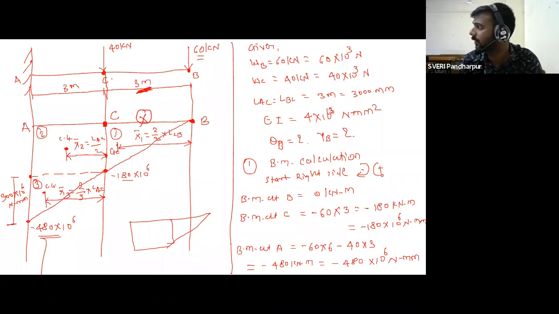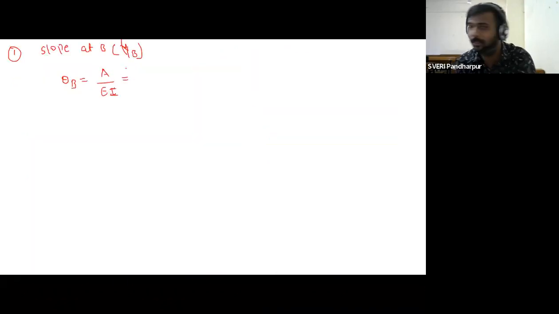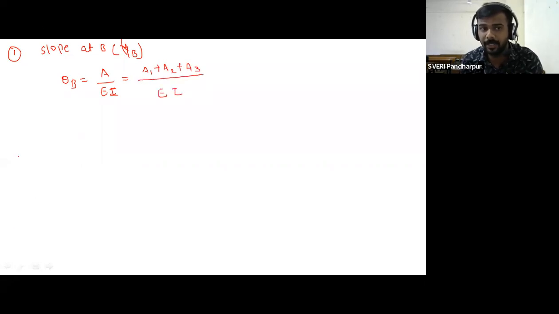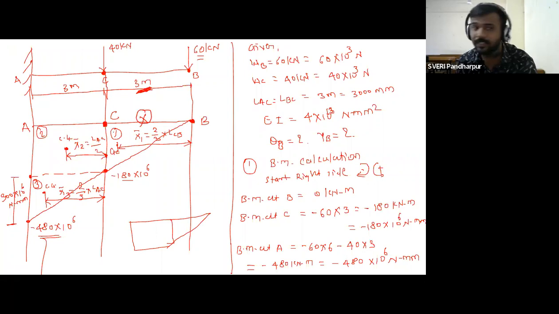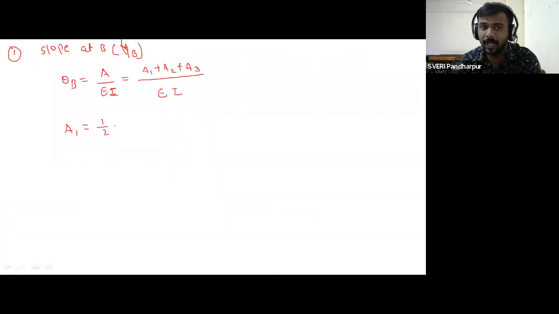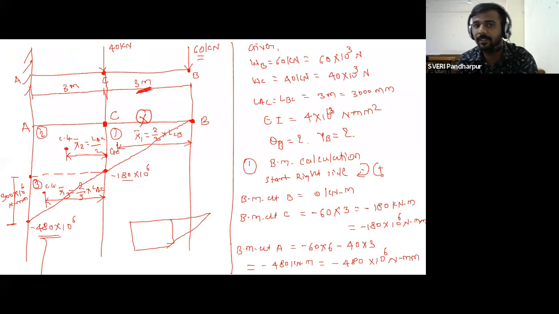How many sections? 3 sections are there. So what will I do? I will write A1 plus A2 plus A3 divided by EI. So we will calculate separate areas. A1 is equal to, what is the cross-sectional area of A1? A triangular section is there. So what is the formula? 1/2 H into L. So put the value 1/2 into, what is the height?